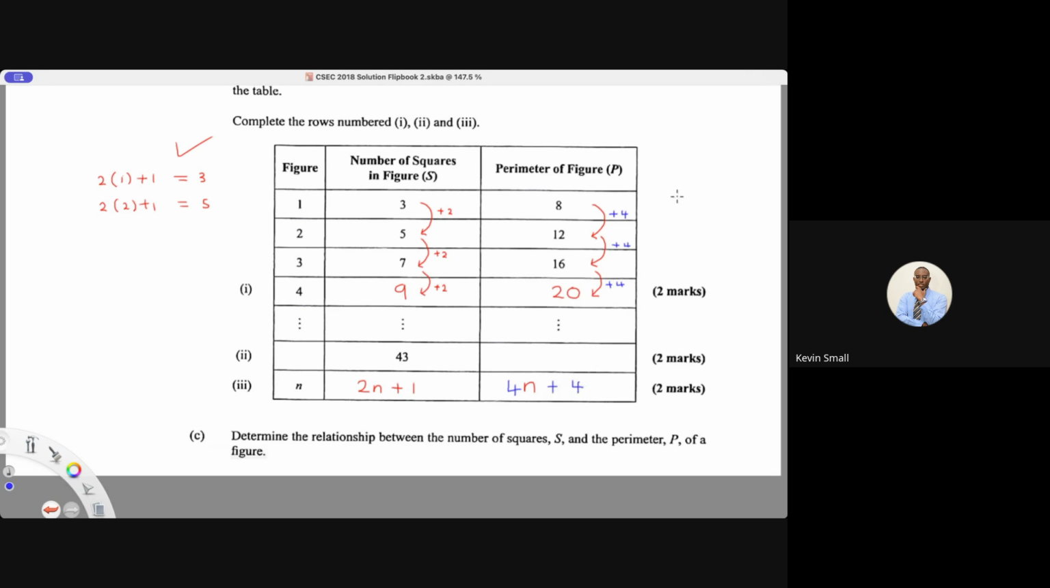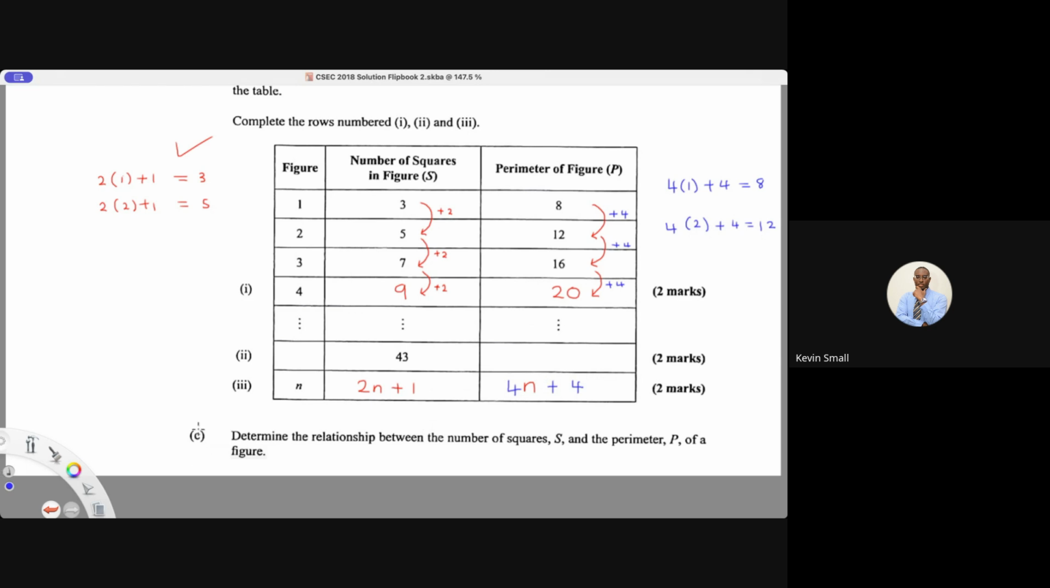We can always double check here on this right side. So 4 times 1 plus 4, that's 8. 4 times 2 plus 4, that's 12. So our formula checks out. So we have both formulas here. All right. So that is how you usually solve these questions.